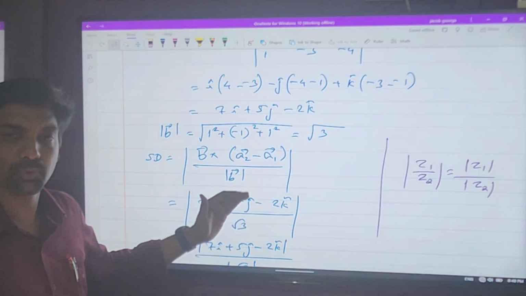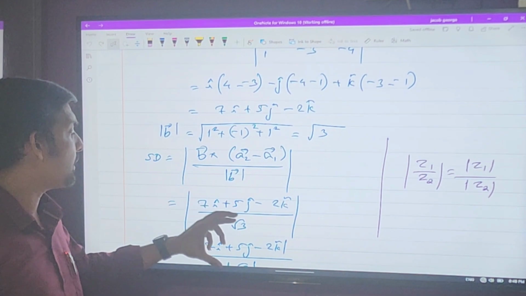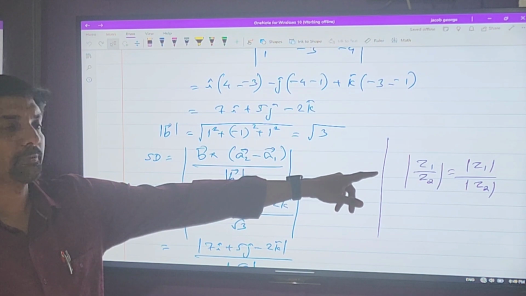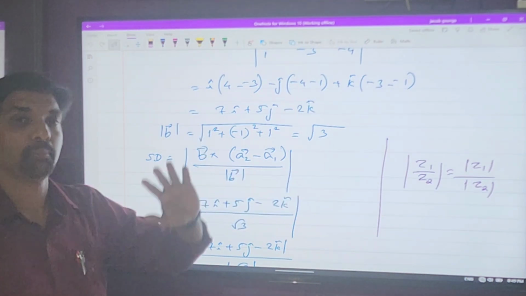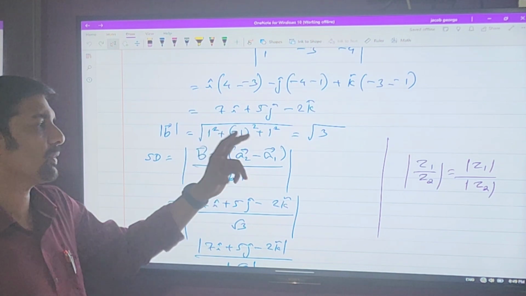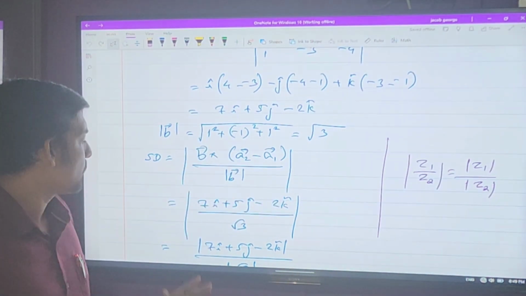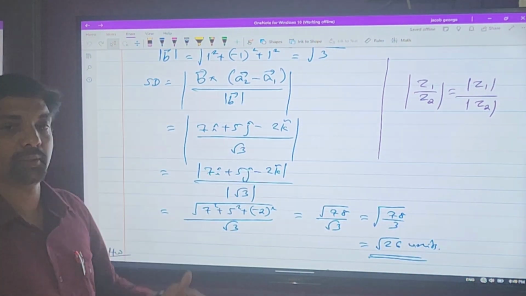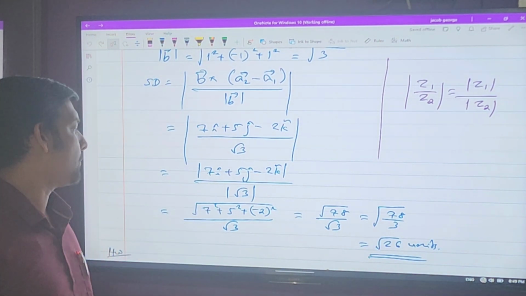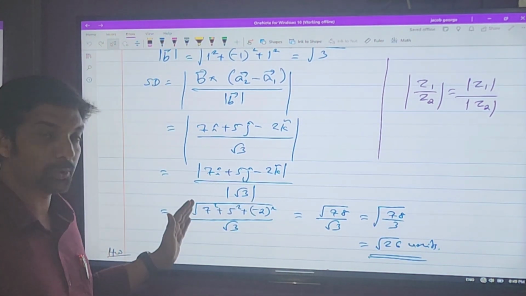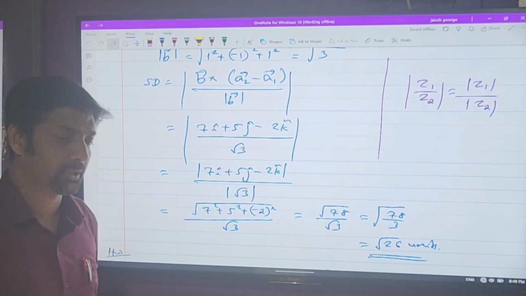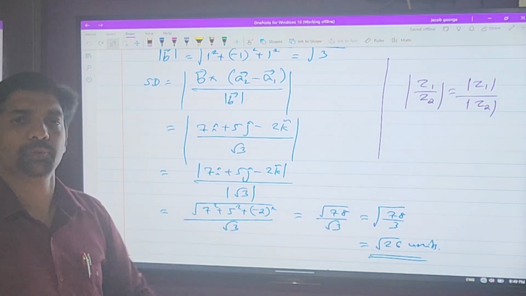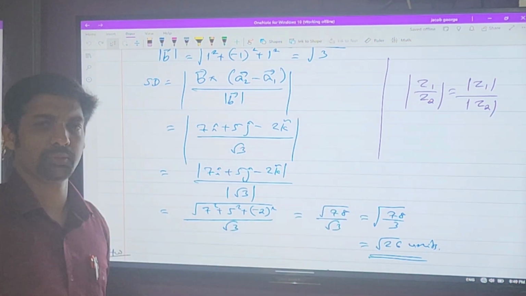And when we substitute, the numerator is a vector. We have to get the answer as a scalar because this is a distance. So we will use this formula: modulus of z1 by z2 is modulus z1 by modulus z2. You have studied this in complex numbers. It is applicable for real numbers as well. So it will be modulus of 7i cap plus 5j cap minus 2k cap by modulus of root 3. So that will come like this: root of 7 square plus 5 square plus minus 2 square, that is root 78 by 3, root of 78 by 3, root 26 units.